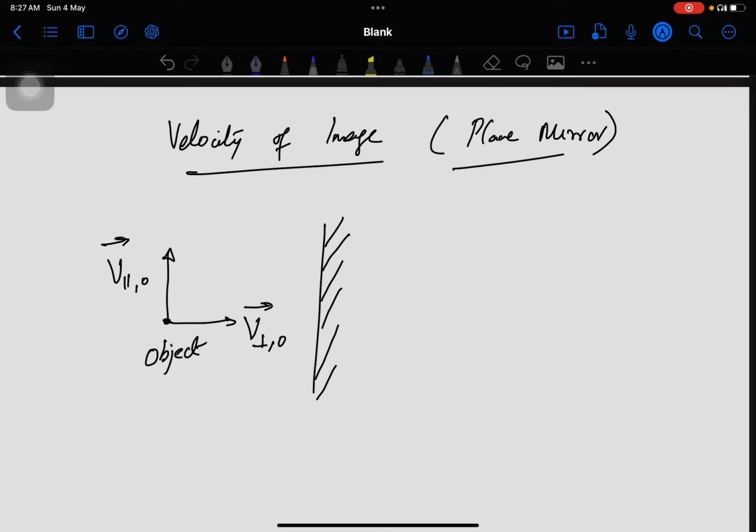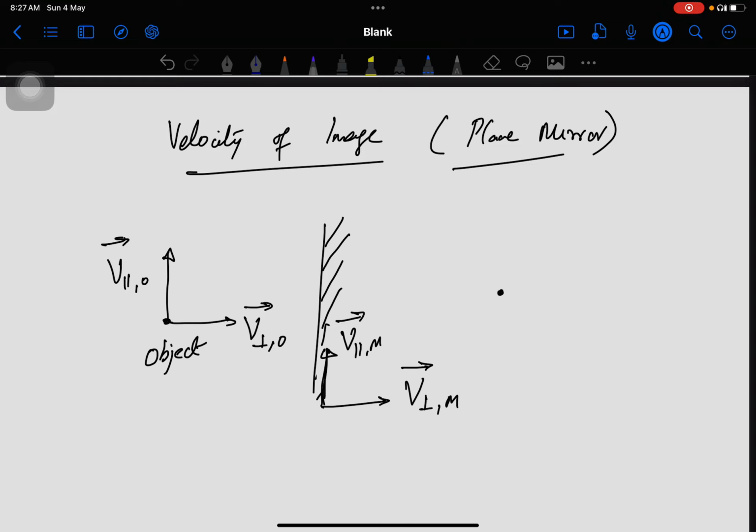The mirror also, let us say, has two components. One is the velocity component perpendicular to the mirror, right? And over here, the other component of the velocity is the one which is parallel to the mirror itself. You can imagine how the situation is.